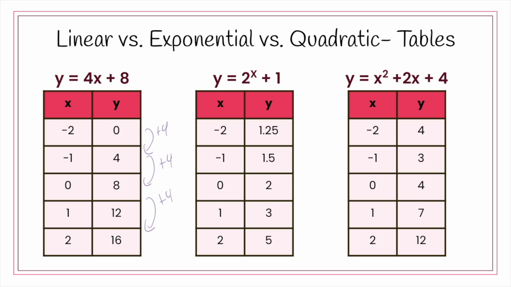For our quadratic, we can see that we have a very different shape here. We can notice that the main thing in a table is that in a quadratic, our y values are going to end up being the same at some point because they're going to be making that U shape.